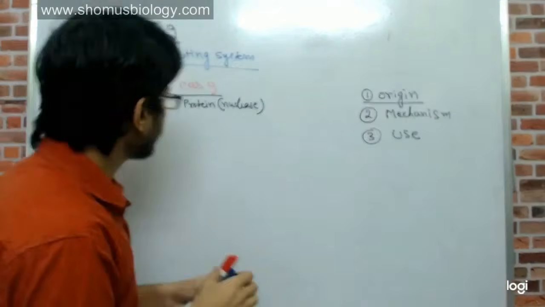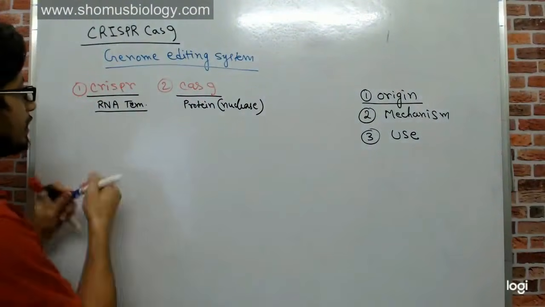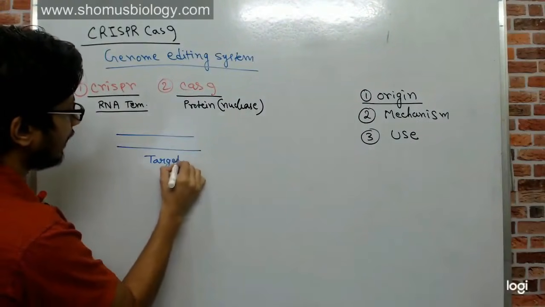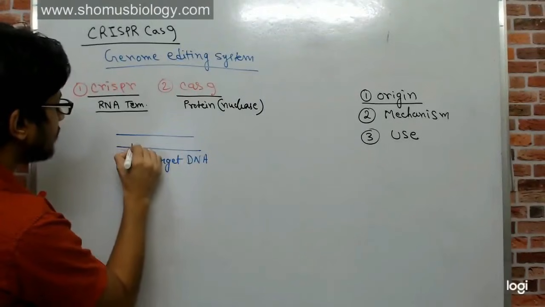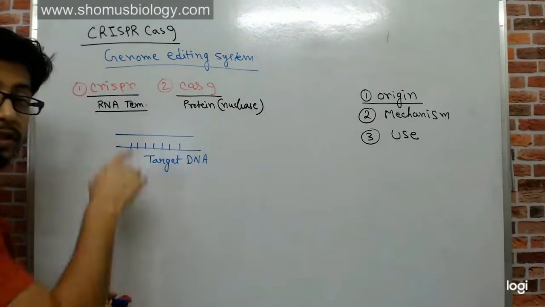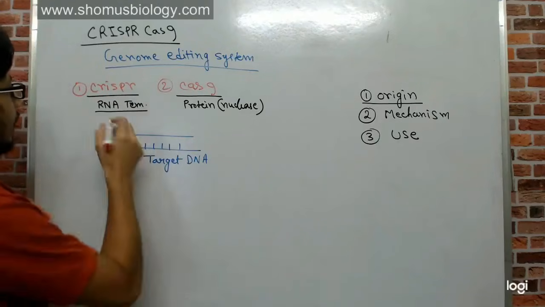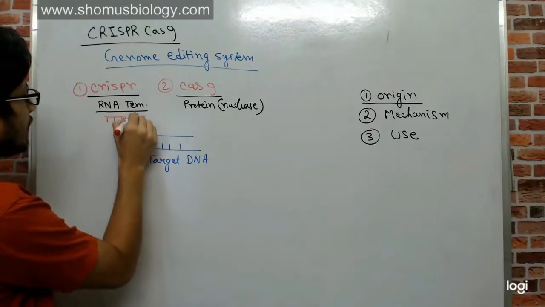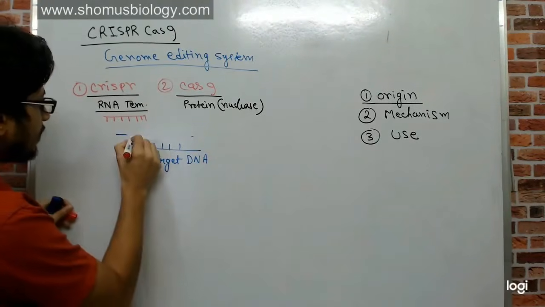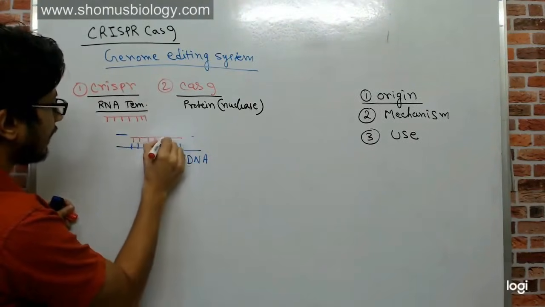So what we have is a target DNA. Let me draw here. This is the target DNA, okay? And there is a specific nucleotide sequence, known as the target nucleotide sequence, which is complementary to this CRISPR RNA that is present there, okay? So what happens is that this CRISPR RNA can interact with this target DNA, okay?